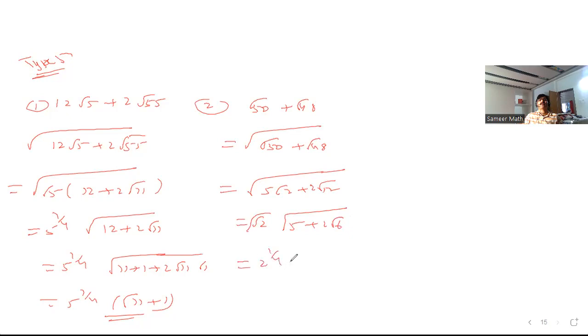So 2 to the power of 1 by 4. Here 3 plus 2 plus 2 root 3 root 2. So you are getting here 2 to the power of 1 by 4 times root 3 plus root 2 as the answer. So square root I discussed thoroughly, perfectly.